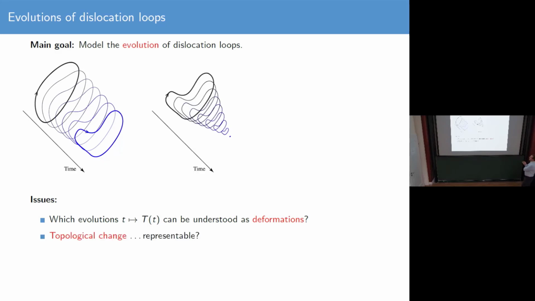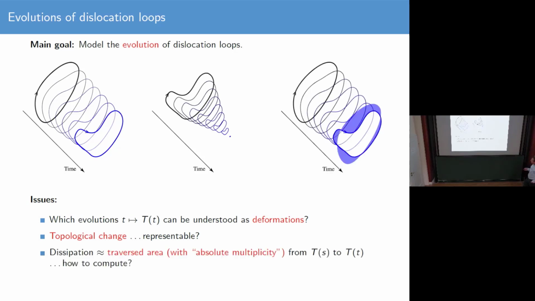Then the other thing is that you do really see topological change. So for instance, here you see this loop shrinking to a point and then disappearing, or it could actually be nucleated from a point and come out, assuming that there are enough nucleation sites and so on. And they could intersect and go through each other and pinch off smaller loops and so on. So there are a lot of very complex phenomena which would be good to be representable.